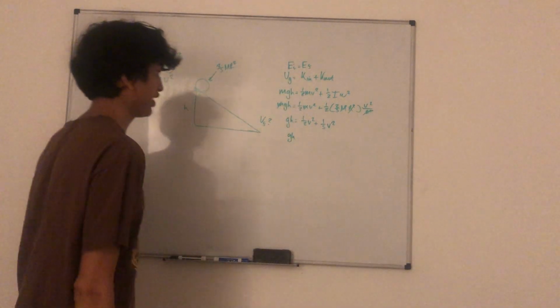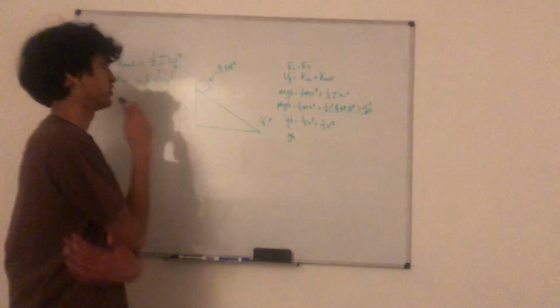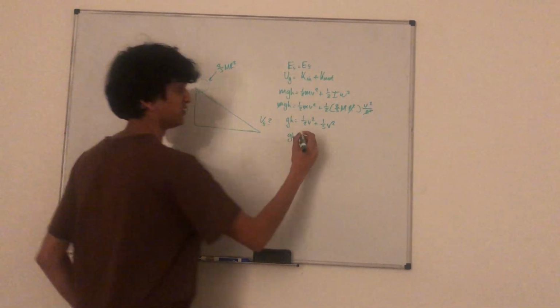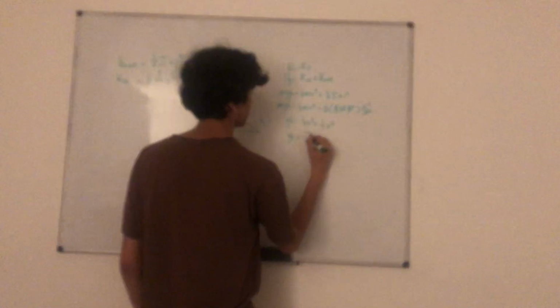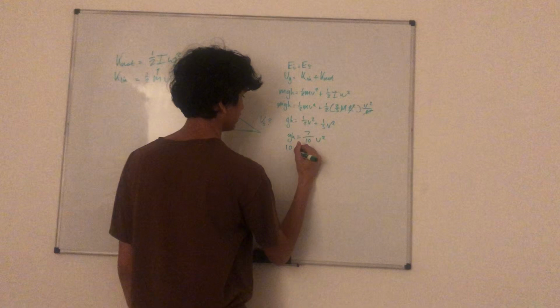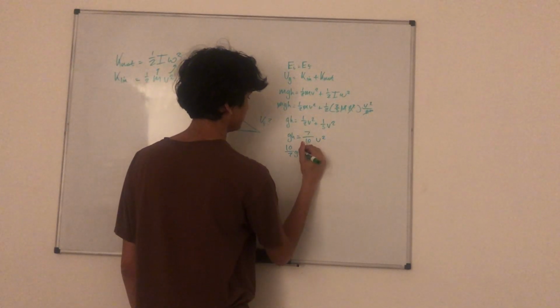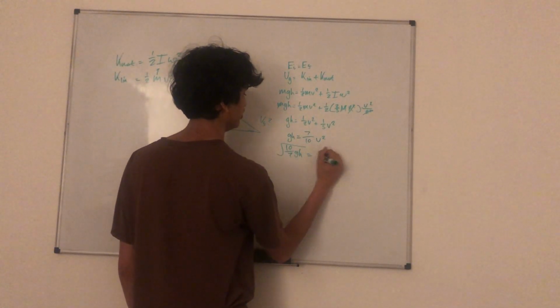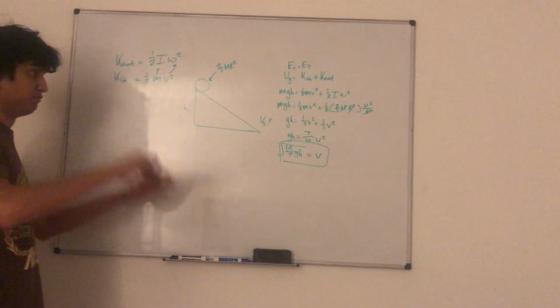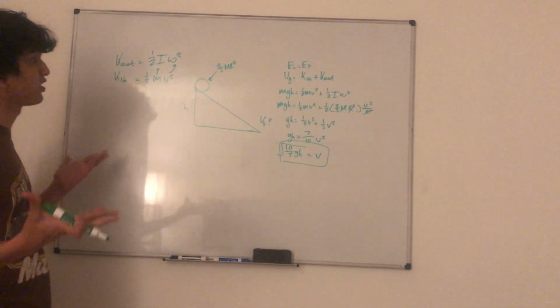If you do the fraction math, 1/2 v squared plus 1/5 v squared is 7/10 v squared. And then what you'll get is the total speed is going to be square root 10/7 gh. And that's like a derived equation, but there you go. You could do it with just conservation of energy.